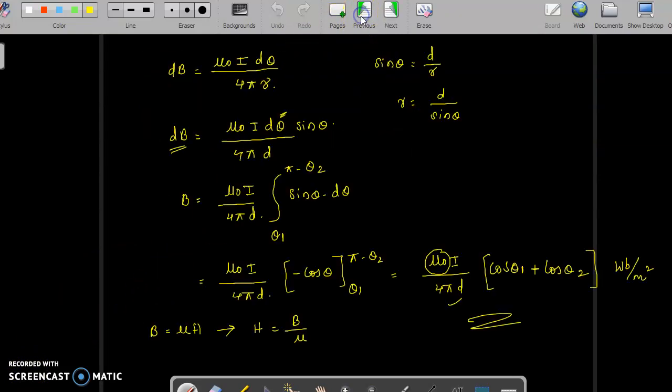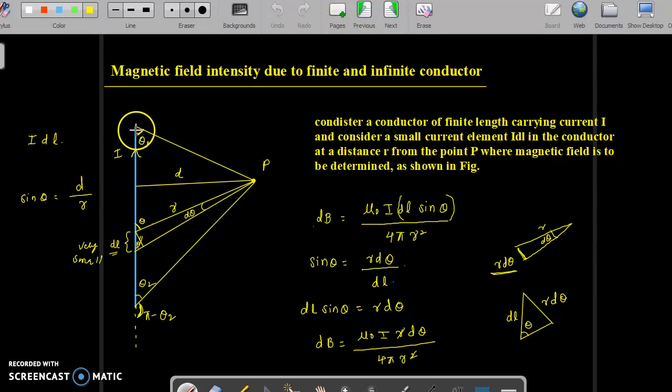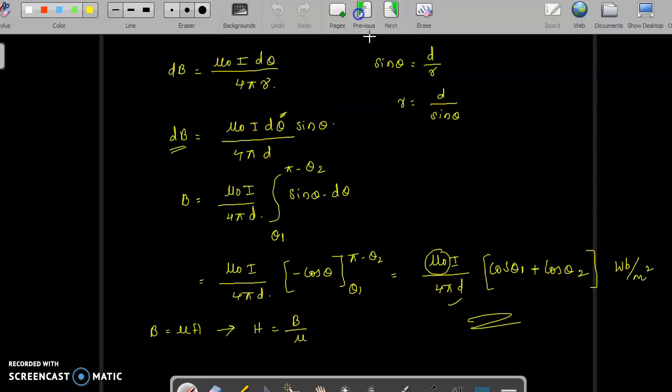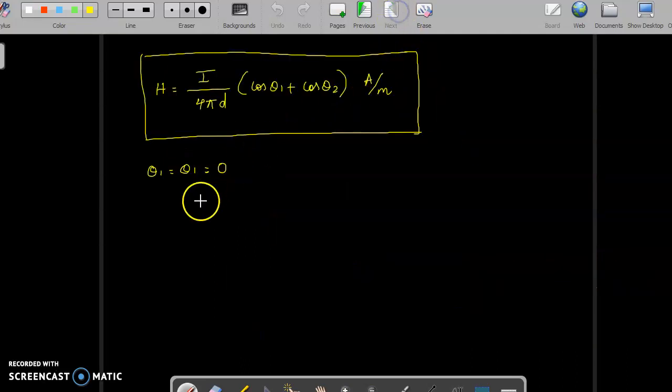Now let us find the magnetic flux density due to an infinitely long conductor. If the conductor becomes infinitely long, what will happen? The values of theta 1 and theta 2 become very close to 0. Then substitute the values of theta 1 and theta 2 here. We can see that cos 0 is 1 and cos 0 is 1, and 1 plus 1 is 2. So B becomes mu naught I by 4 pi d times cos 0 plus cos 0, which is 2. So B becomes mu naught I by 2 pi d.